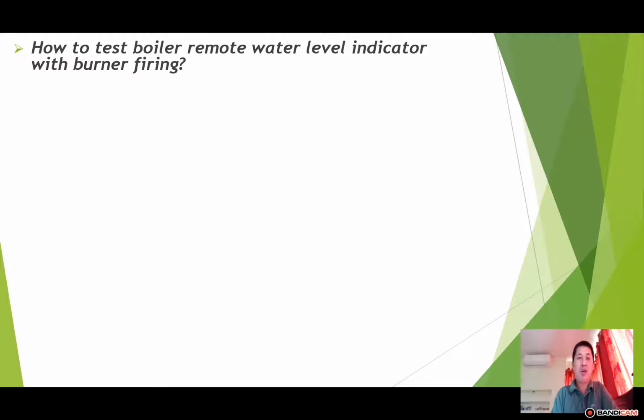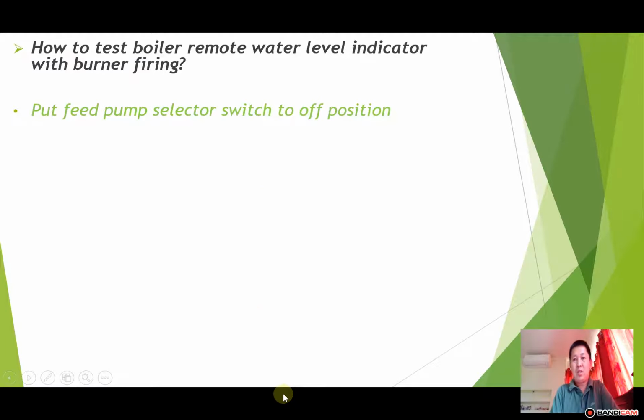So how to test the boiler remote water level indicator with the burner firing? It is the same procedure as testing your local boiler water indicator fitted on the boiler, but the only difference is that for the local boiler water indicator you have to observe at the boiler side location, and here at the remote water indicator you have to observe at the engine control room.